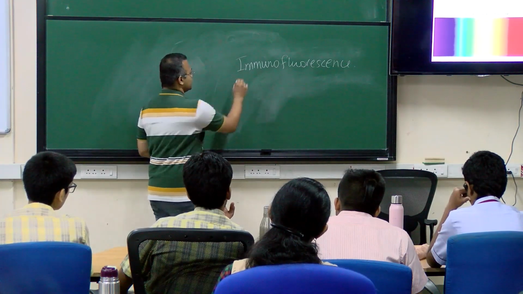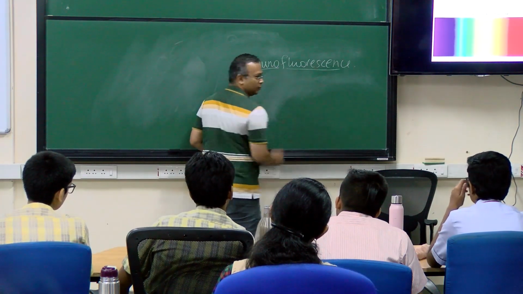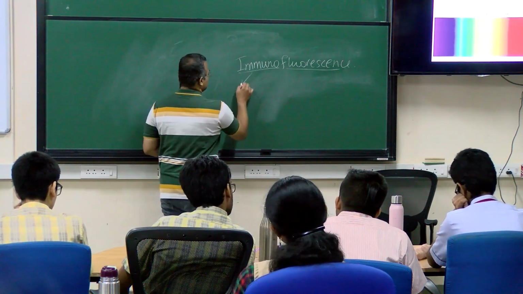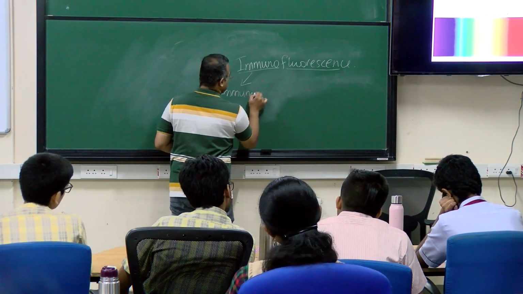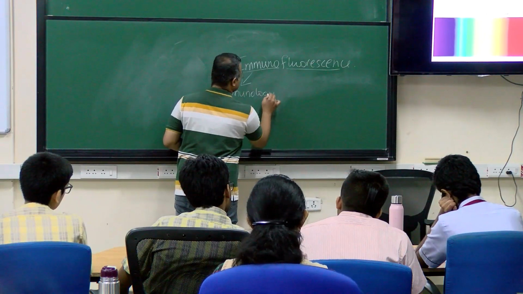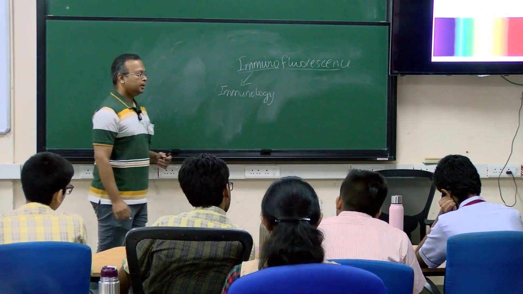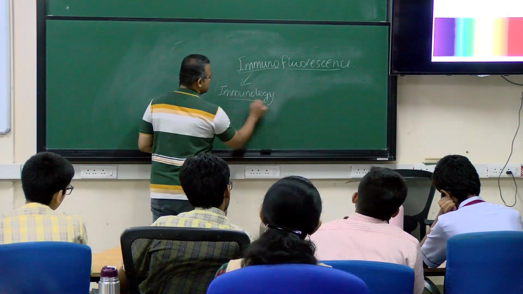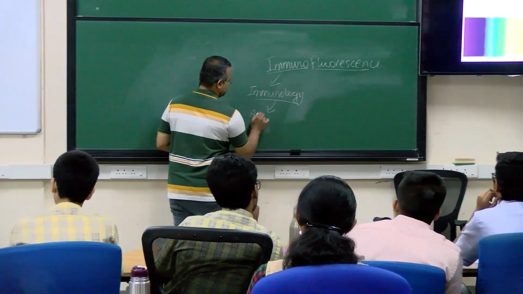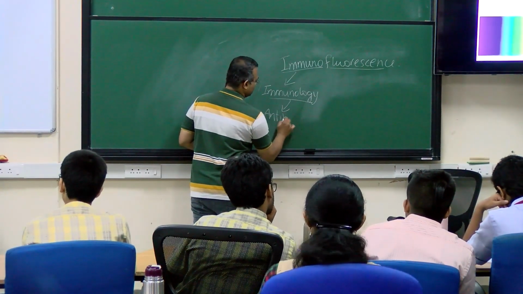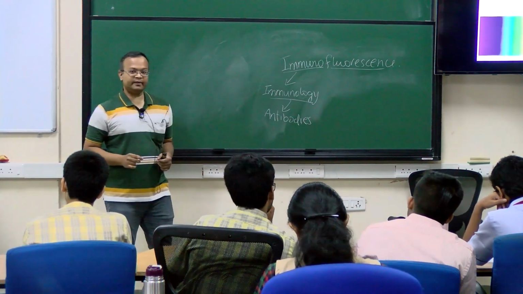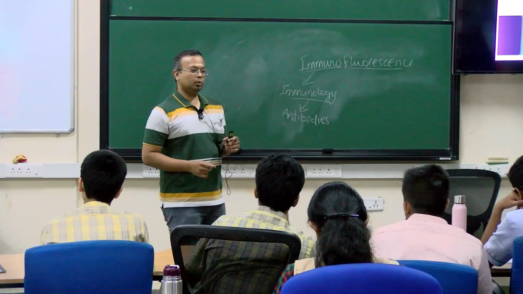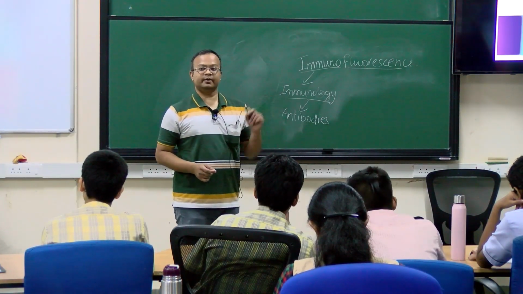So immunofluorescence comes from two words, immuno and fluorescence. Immuno comes from a word I think you have heard of, called immunology. Immunology involves the use of something called antibodies. Antibodies are a specific type of protein that can go and bind to a specific type of protein.